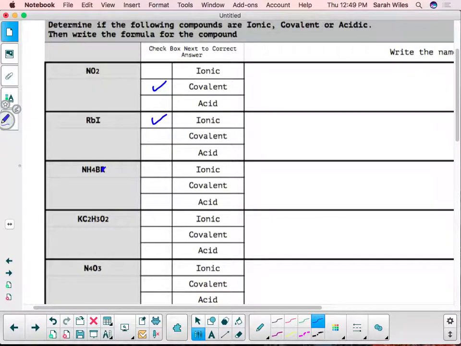NH4Br, this should be a lowercase r, I'm sorry. So that is 3 or more capital letters. The first thing you need to do is find the polyatomic ion. Using your polyatomic ion chart, you'll see NH4 is the polyatomic ion. It's automatically ionic.